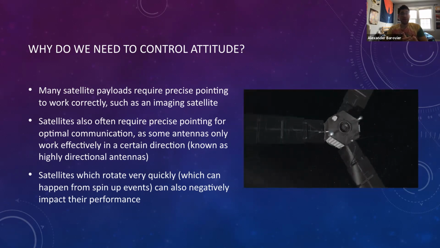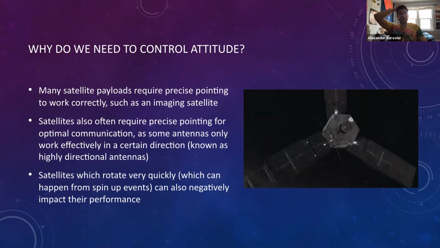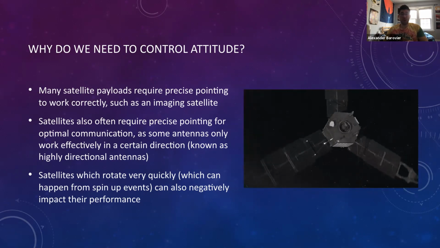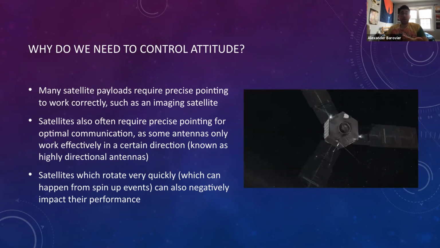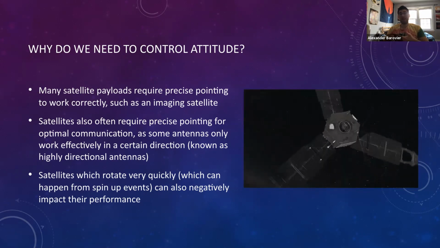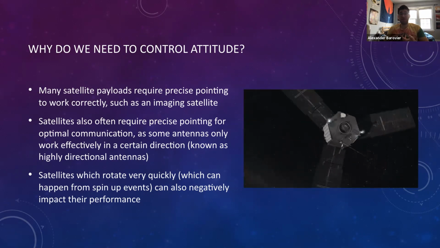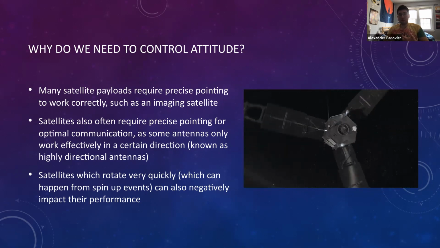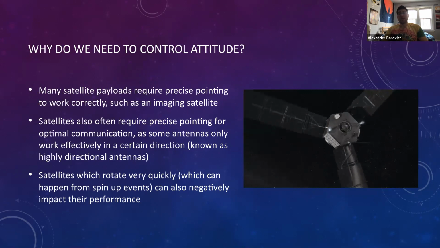Another reason is communication. For those who may not know, often what you use for communications is antennas. They come in many different shapes and forms. However, some require really precise pointing in the same way that the payloads do. So that's another reason. And the third one is that if satellites rotate very fast, they can get into these spin-up events where maybe a perturbation from the environment causes it to start spinning really fast. And you can imagine that even if it's pointing the right direction, that really fast rotation could cause problems with stuff like imaging. So you definitely don't want the satellites to be rotating super fast.